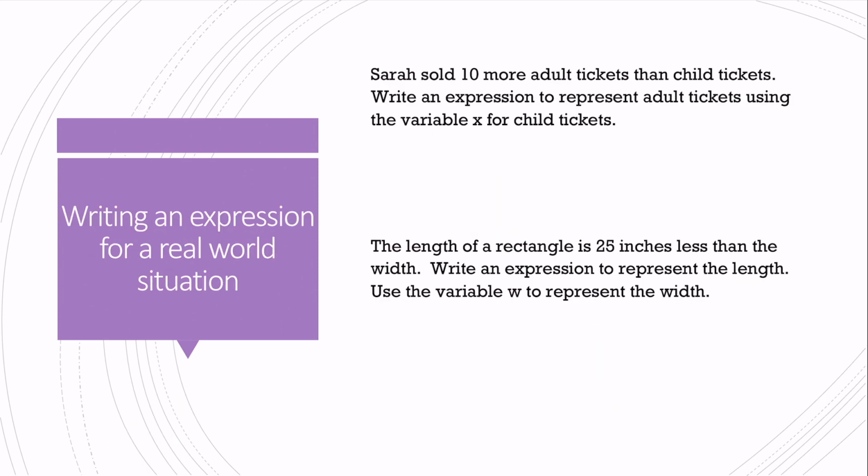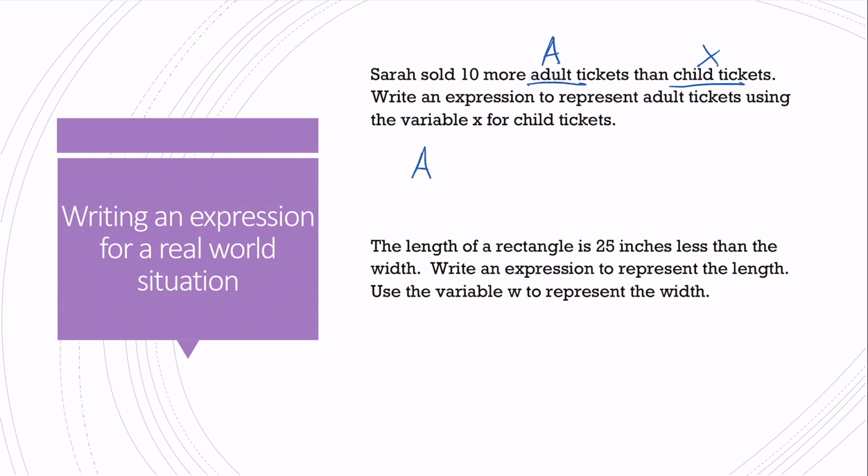Let's start working on writing an expression for a real world situation. So now this is more applicable than just finding a number, kind of telling you straight out. So Sarah sold 10 more adult tickets than child tickets. We want to write an expression to represent adult tickets using the variable x for child tickets. So we have x for child tickets and maybe capital A for adult tickets. So Sarah sold 10 more adult tickets than child tickets.